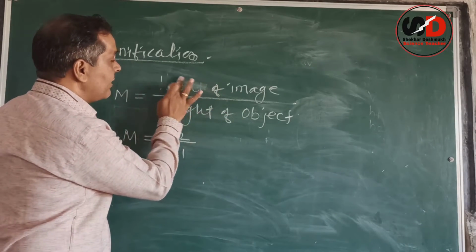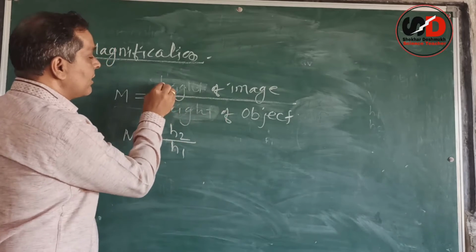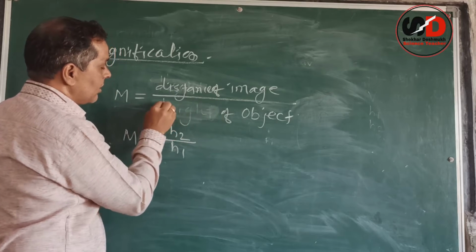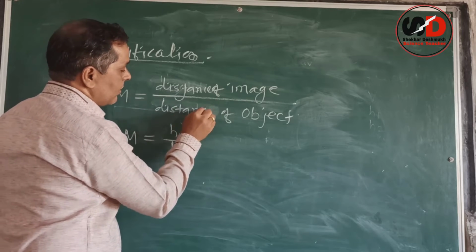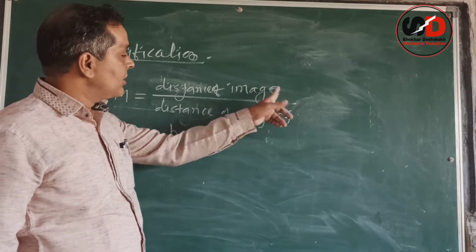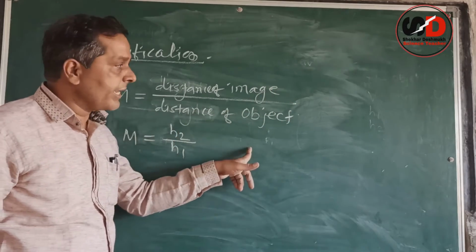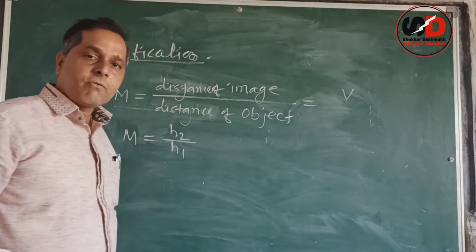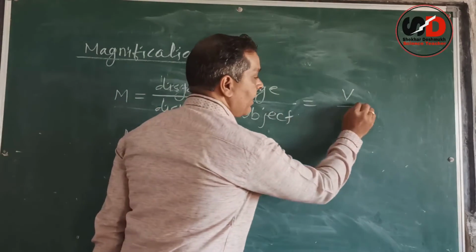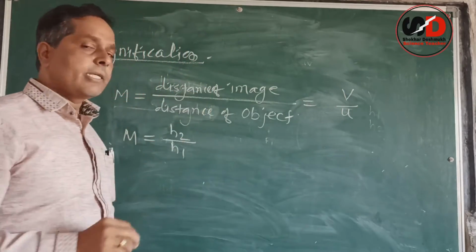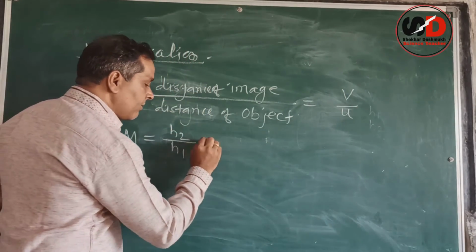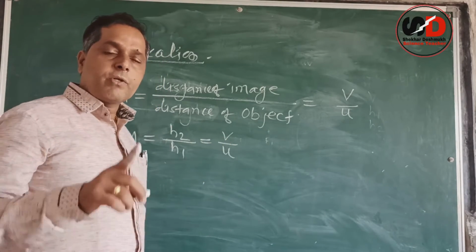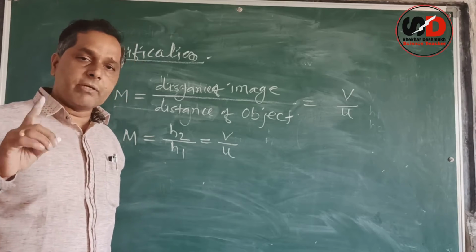Similarly, instead of height, if we take distance, the distance of the image divided by the distance of the object. So the distance of the image we take as V from the lens, divided by the distance of the object, which is U. So it can be given by V upon U. Here also we must consider proper sign conventions.